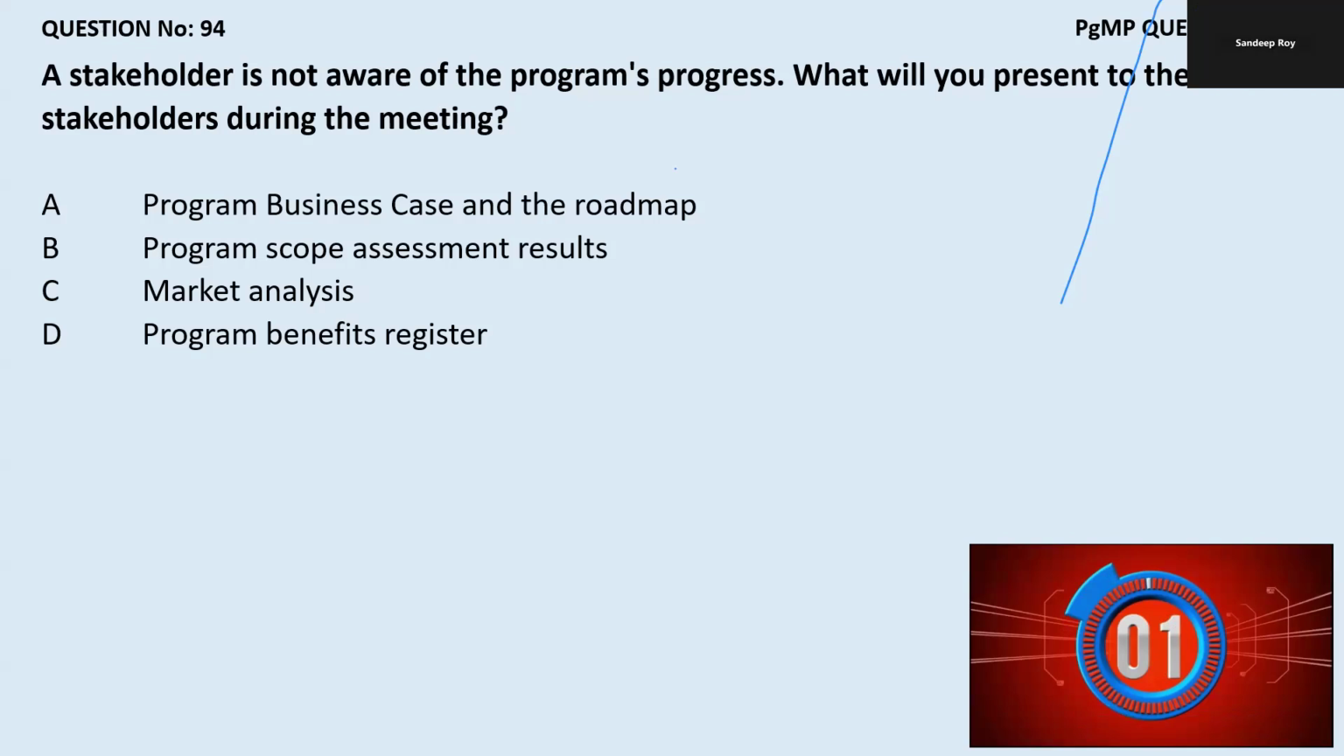But sir, we cannot hand over the benefits register to everyone. If it was written key stakeholder, then we could hand over the benefits register to him. Otherwise, it is a control document. Yes, but here if he is not aware about the program progress, it means I am asking about a key stakeholder in my program. Otherwise, an outsider will not be interested in my program.